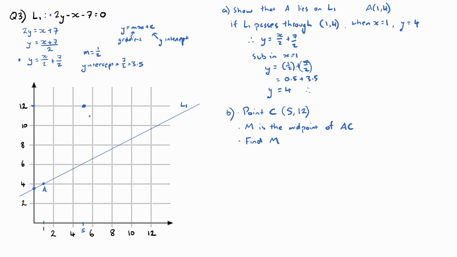And if you just give me a second, I'll plot a line between these 2 points. Okay, so I have my second line here that is just a line that connects points A and C so far. We need to find the midpoint. So we have 2 coordinates here. We have coordinate A, which is 1 and 4, and I'm going to call this x1, y1. And we also have this coordinate C, which is 5 and 12, and I'm going to call it x2, y2.